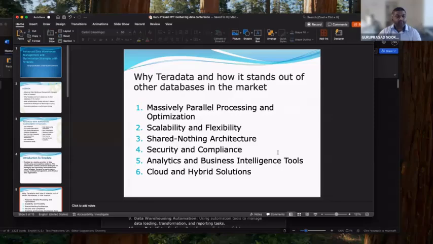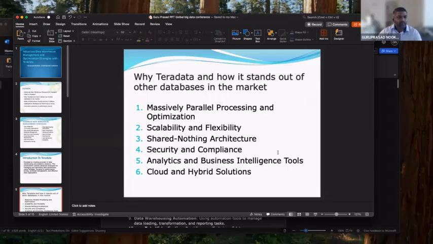Teradata is a powerful and versatile database platform that can help businesses leverage their data for business intelligence. Teradata can handle large and complex data sets, delivering fast and accurate query results, ensuring data security and compliance, providing analytic and BI tools, and offering cloud and hybrid options as well. By using Teradata for business intelligence, businesses can gain a competitive edge to improve customer satisfaction and increase revenue. So we have a lot of advantages by using Teradata.